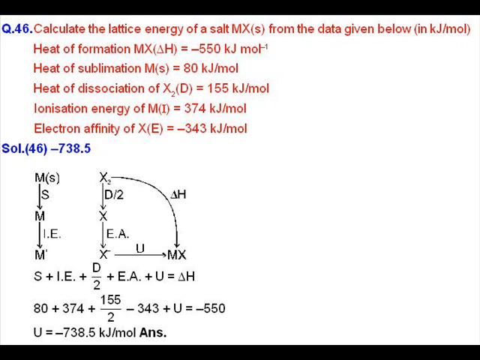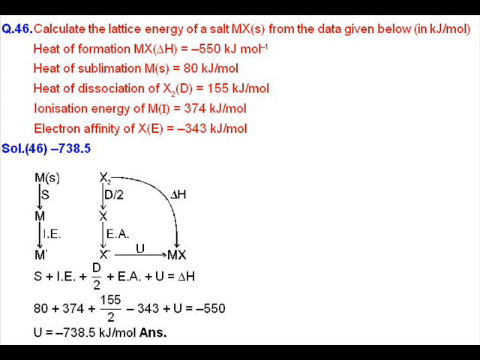So we will start with the metal, as we know that metal exists as solid in nature. So first of all, we have to provide the heat of sublimation in order to change its phase from solid to gaseous. Now we have to further give some energy in order to ionize the metal. That energy is ionization energy. Now the metal is in the form of M+.